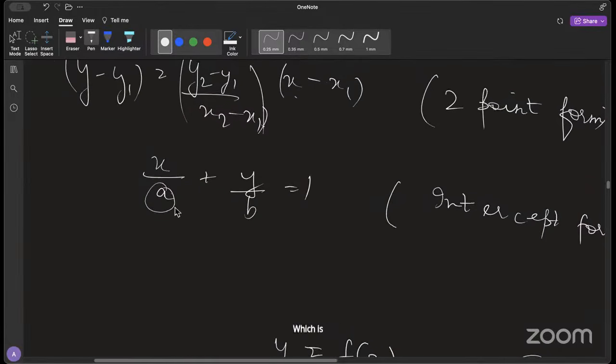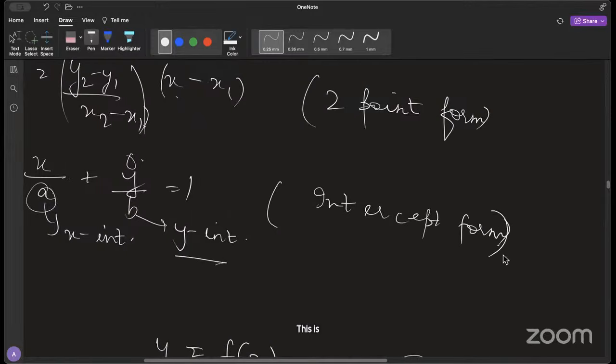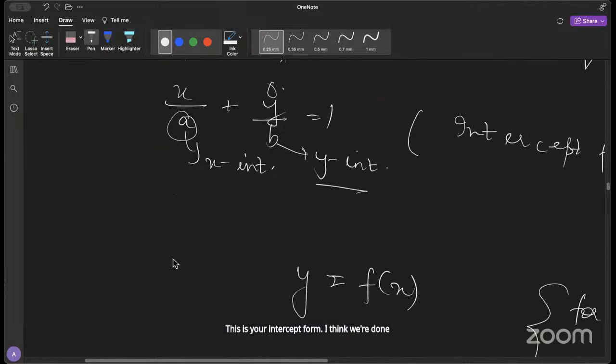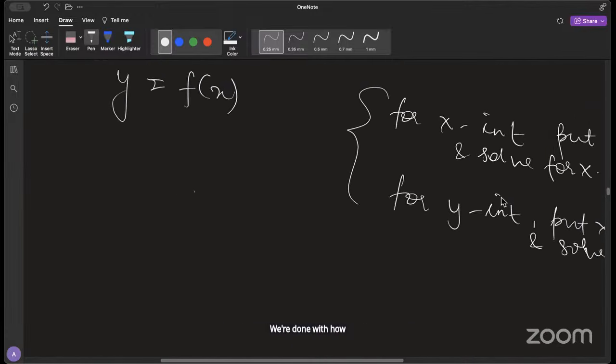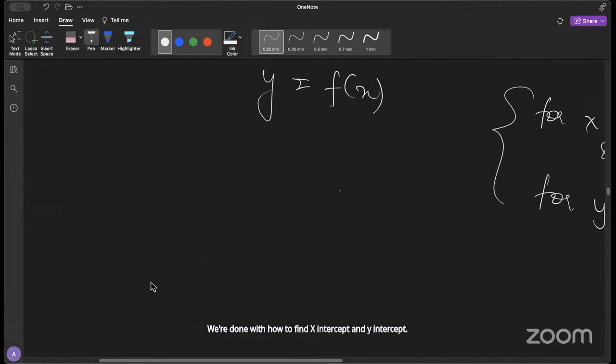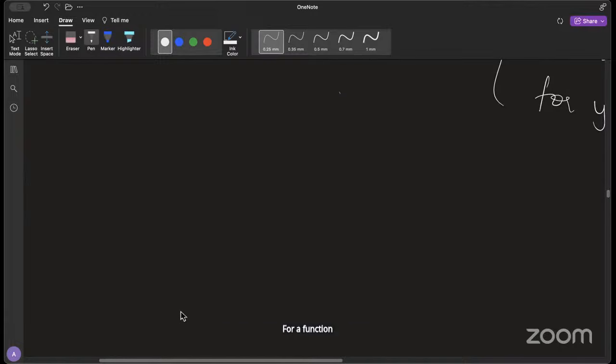Which is, I think this, right? x by a plus y by b is equal to 1. If I put y equals 0, I'll get x equals a, where a is your x-intercept and b is your y-intercept. This is your intercept form. I think we're done with all the forms. We're done with how to find x-intercept and y-intercept for a function in general.